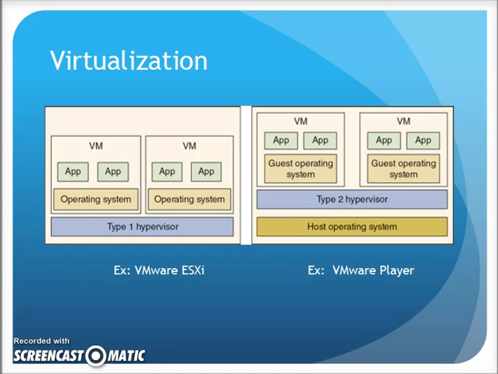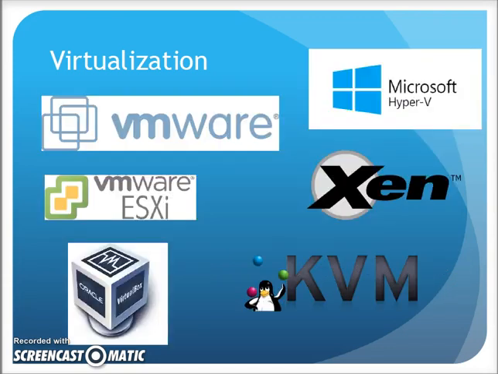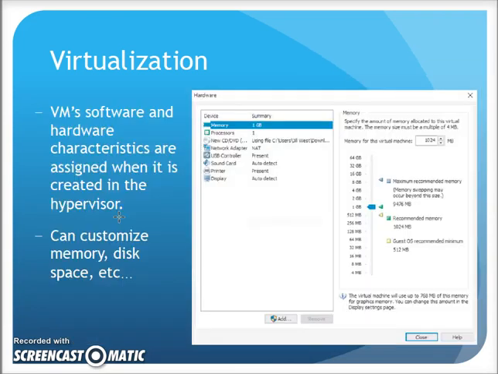Here in the book they show you examples. With a Type 1 hypervisor, you have the hardware itself, the Type 1 hypervisor, and then your virtual machines sitting on top. With a Type 2, you have the host operating system like Windows 10 or Windows 8, then your Type 2 hypervisor like VMware, and then your virtual machines running inside of that. And I remind you, these are some of the big players with virtualization: Microsoft Hyper-V, Zen, KVM, VirtualBox, VMware, ESXi.